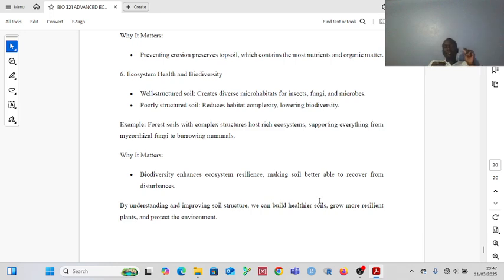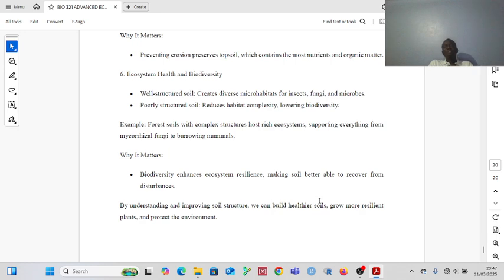Because there will be a niche, there will be a specific role that each of the different living organisms present in that ecosystem are playing. So that will be a healthy ecosystem. And because of the different living organisms that are supported in that ecosystem, it will mean the biodiversity is high. Biodiversity just refers to the different forms of living things that are present.